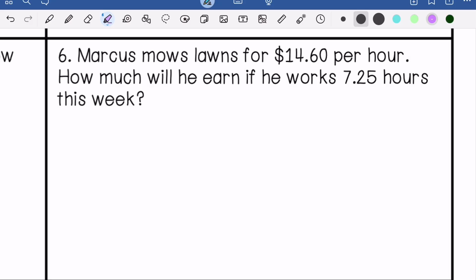Number 6, Marcus mows lawns for $14.60 per hour. How much will he earn if he works 7.25 hours this week? 1 here, 2 here.